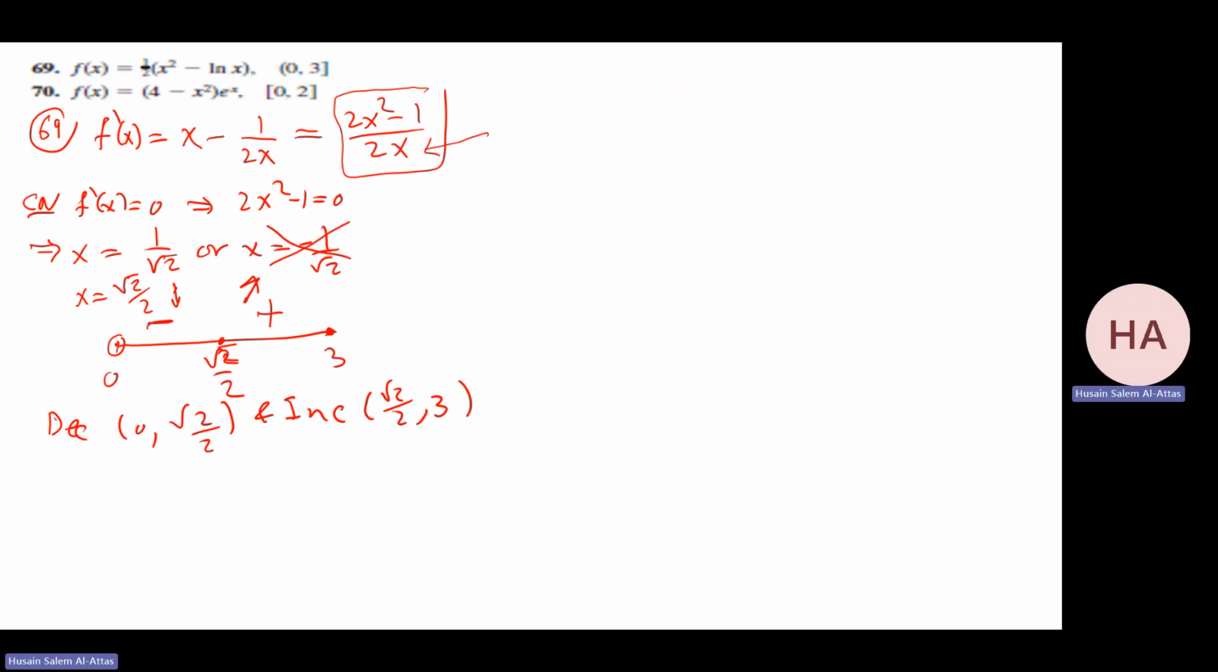Next, number 70. What is 70? Now we need to do the calculations. He gave me a specific interval. Okay, f prime will be what? Product rule: minus 2x times e^x plus 4 minus x squared times e^x. That will be e^x times what? 4 minus 2x minus x squared.